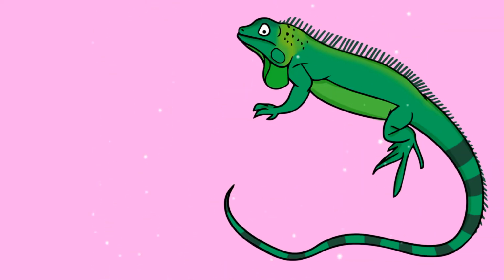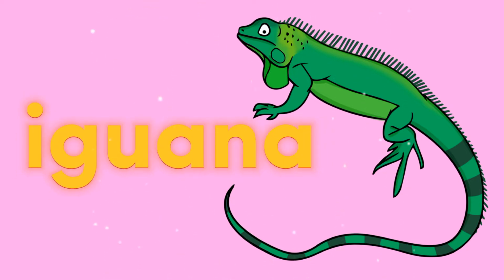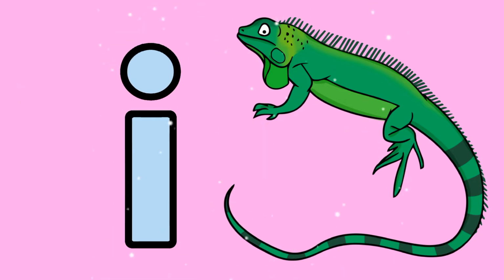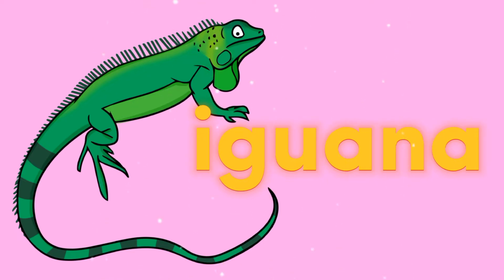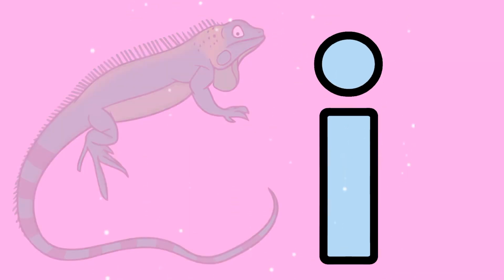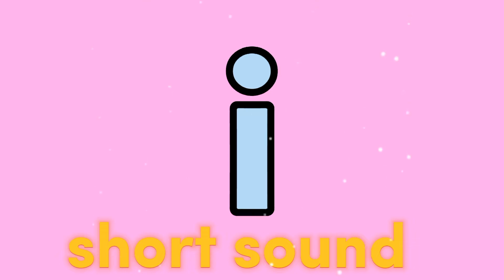Now look at the picture. This is called an iguana. It begins with the letter I. It begins with the short sound I. Iguana. Now we had a giant iguana up a tree once. I remembered that. Iguana. It begins with the letter I. It begins with the short sound I.